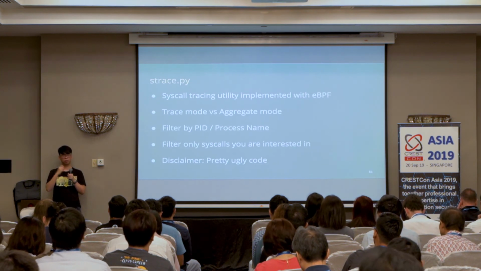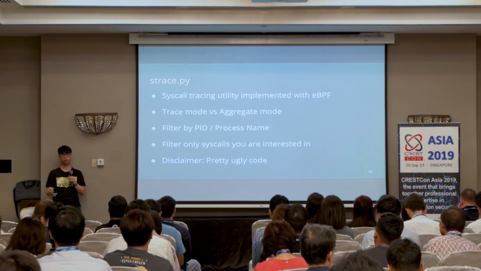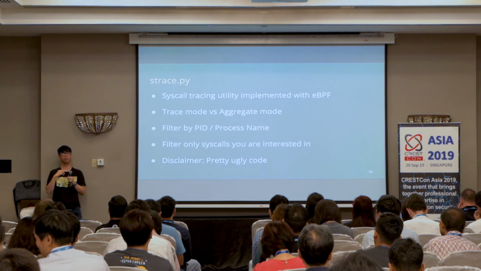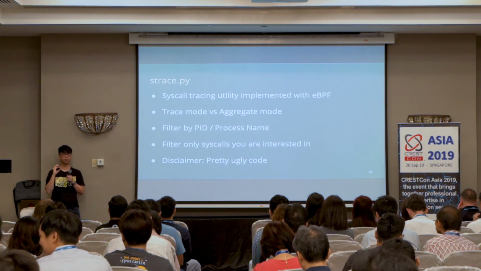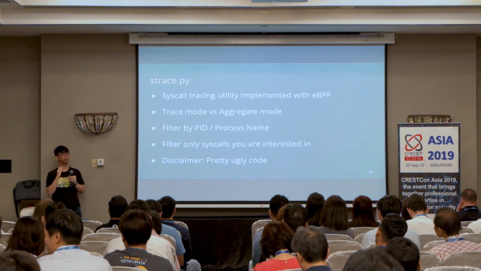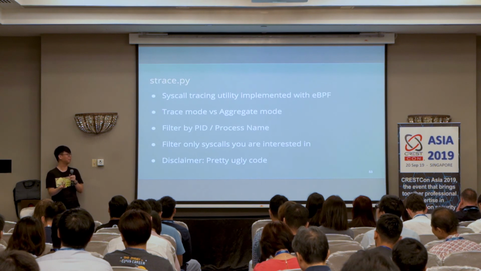You can do things like filter by PID or process name. You can filter only the syscalls that you're interested in. So for example, you're only interested in file-related syscalls or network-related syscalls. You can ignore the rest of the noise and just focus on what you want to trace. And the disclaimer is that I'll publish the code, but it's pretty ugly code. I hope to clean it up sometime, but it works.